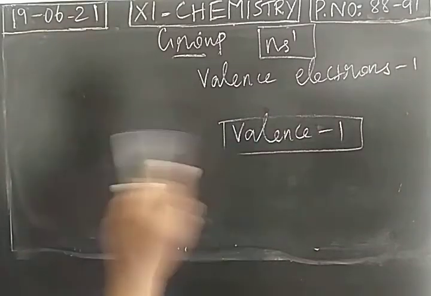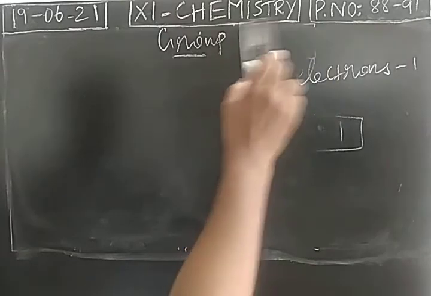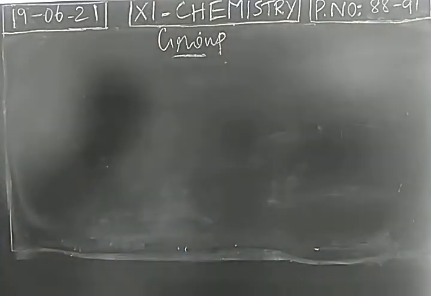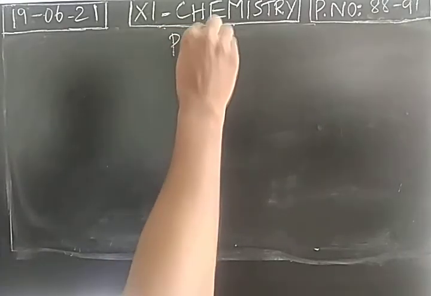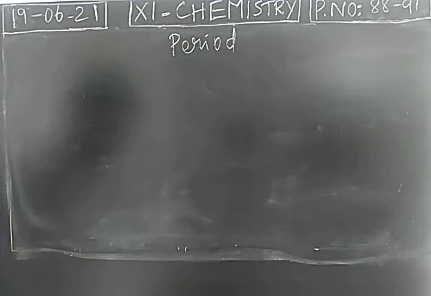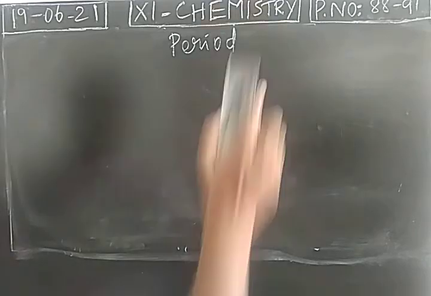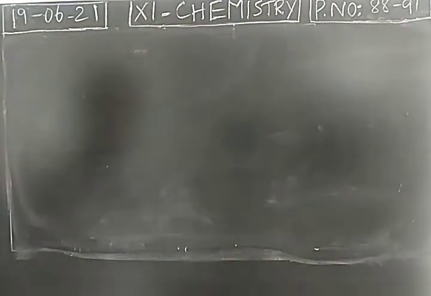So you cannot observe any variation in the valence or number of valence electrons in a group. All the elements will have the same valence. In the book, one more example is given. Along with alkali metals, they have given group number 15 also.